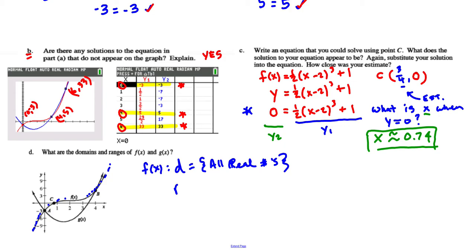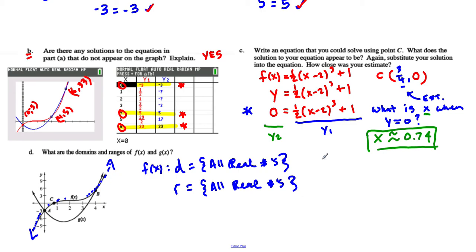Okay, our range, notice it's going up forever and it's going down forever there, and there's no breaks in between. So our range is also going to be all real numbers. Now some people write, you can write all real numbers that way.